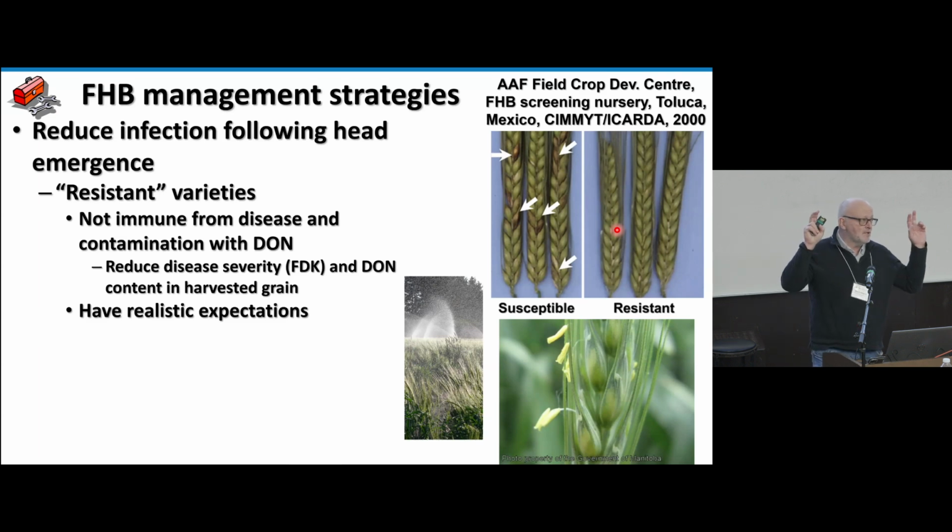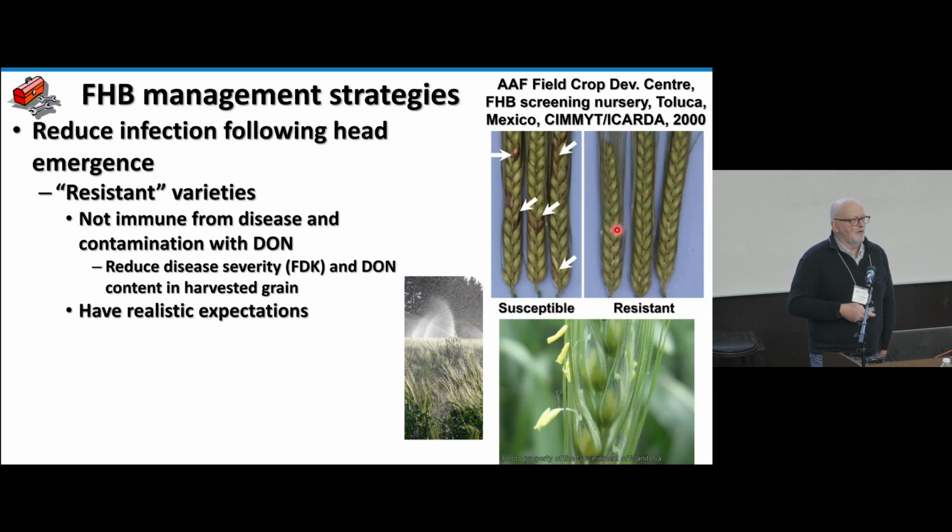And I have quotation marks. I differ from the breeders. They don't have resistant varieties. They have reduced susceptibility. So they're not immune from disease, and under highly favorable conditions, like 2016, for example, or 2024 in many areas of the eastern prairies, those MR varieties will still become infected, they'll still have issues with FDK and downgrading, and they will still have issues with DON.